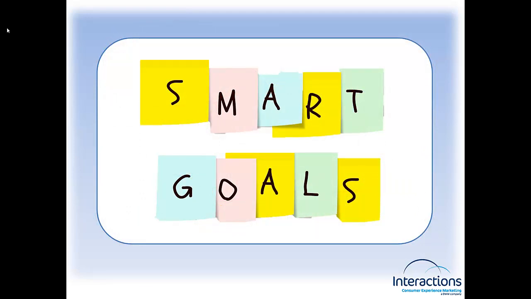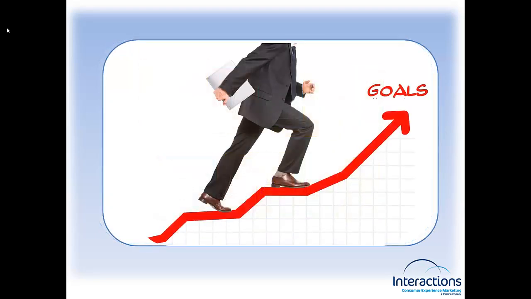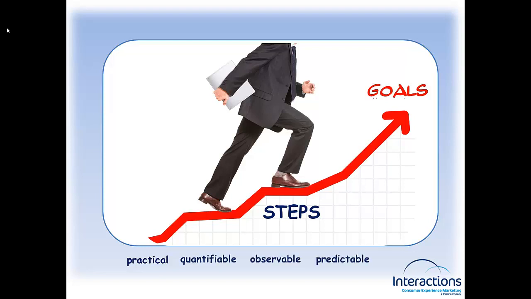To develop and set goals that support the company's strategy and priorities, it is best to use a SMART goal model. SMART goals summarize performance expectations and spell out each step to achieve a specific goal in a practical, quantifiable, observable, and predictable manner. What does that all mean? Let us show you.